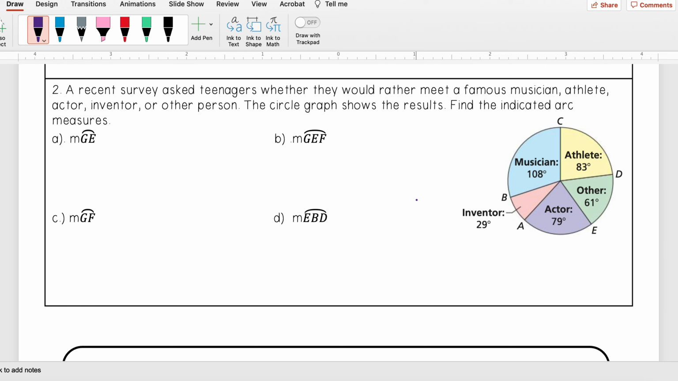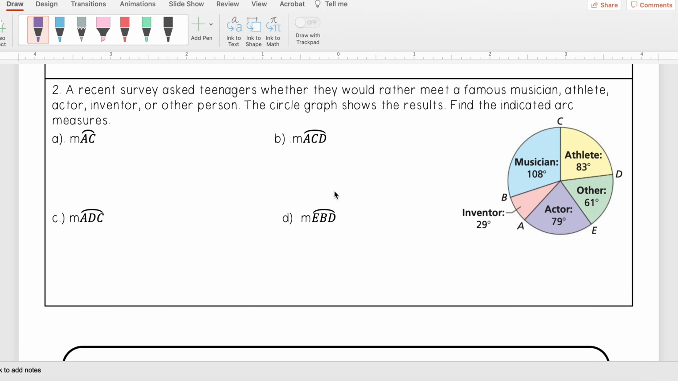Okay, let's look at this next one. So number 2 says, a recent survey asked teenagers whether they would rather meet a famous musician, athlete, actor, inventor, or other person. The circle graph shows the results. Find the indicated arc measures.